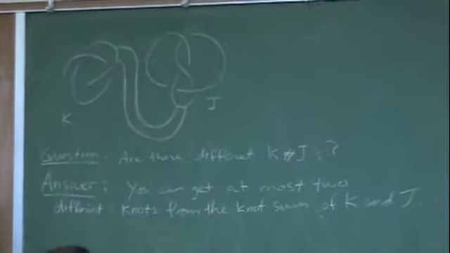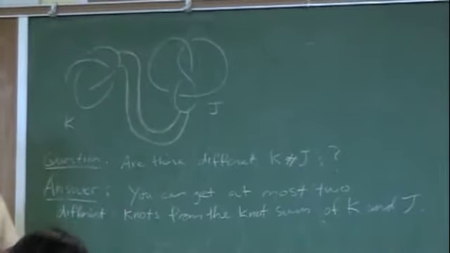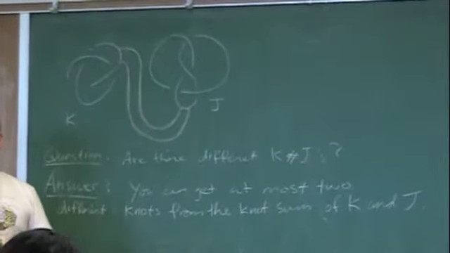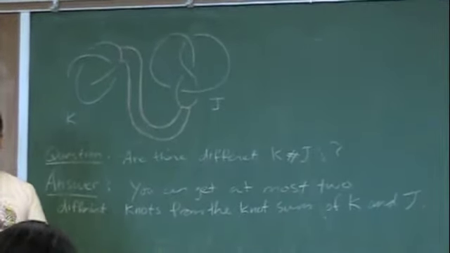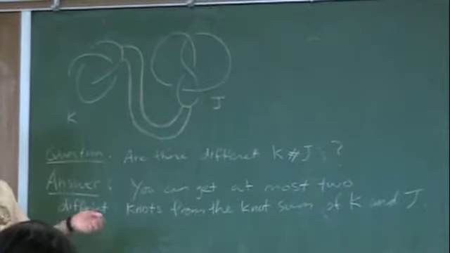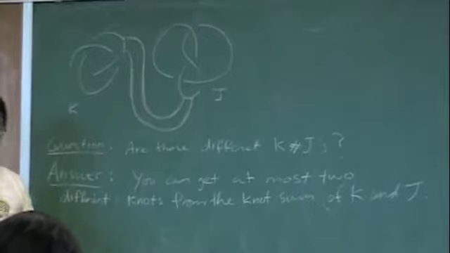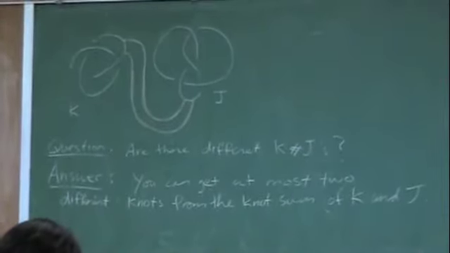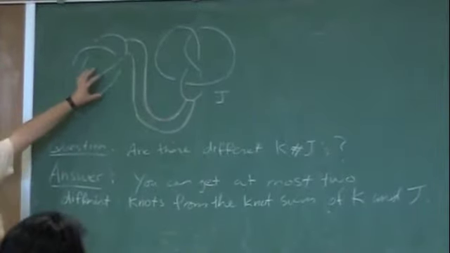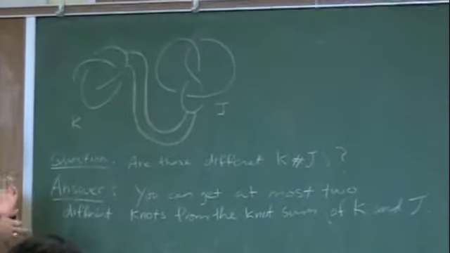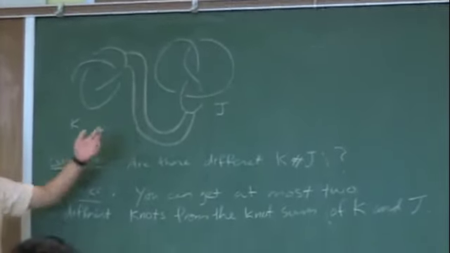Right, so in some cases, depending on what K and J you started with, you always get the same thing. But in some cases, depending on K and J, you might get this operation sort of ambiguous enough that you can get 2 different guys. Okay? Actually in this particular case of the trefoil and the figure 8, it doesn't matter how I do it, as long as I follow this scheme with the rectangle.